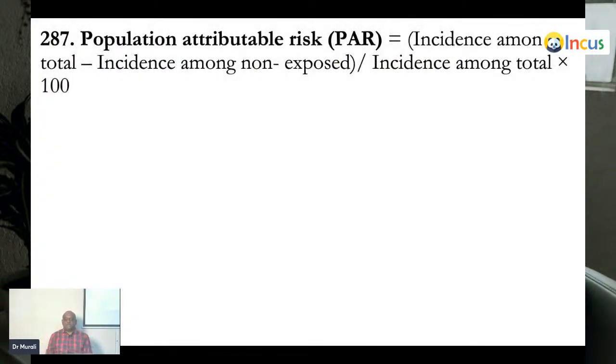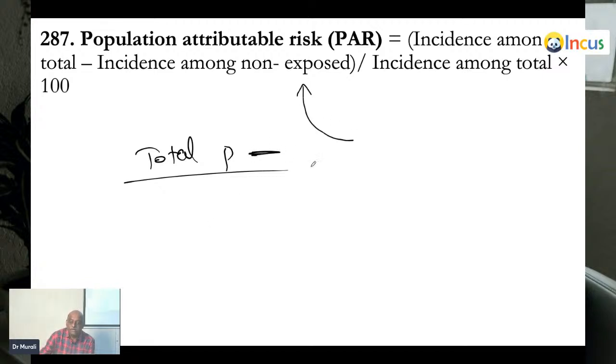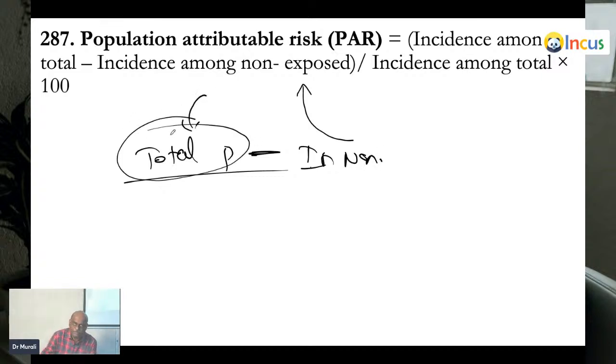Population attributable risk. Incidence among the total population minus incidence among non-exposed, divided by incidence among total population. In this, total population is the entire population: exposed, non-exposed, everybody.